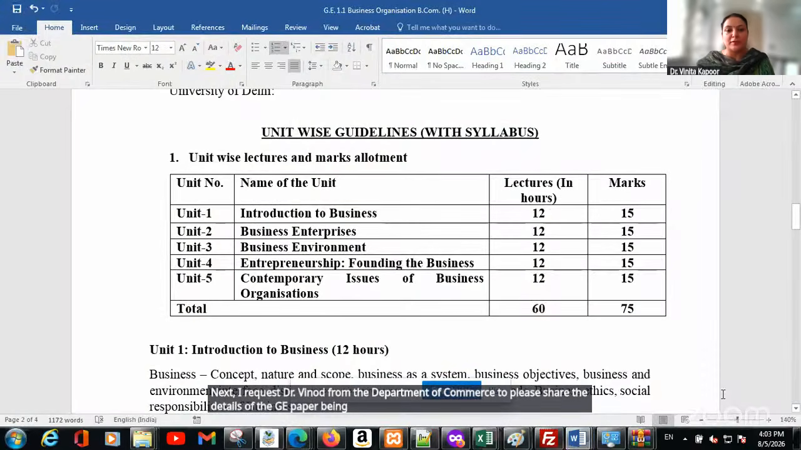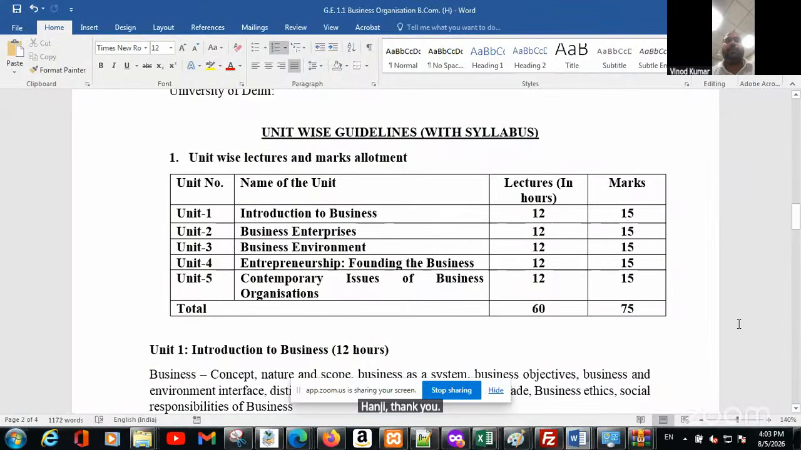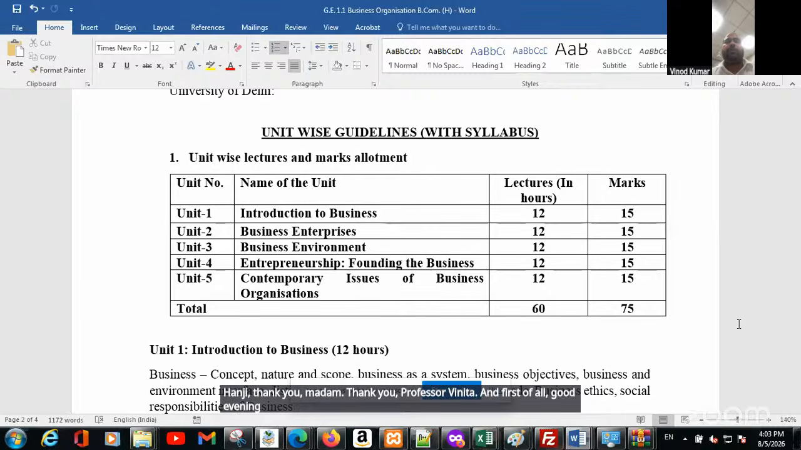Next, I request Dr. Vinod from the Department of Commerce to please share the details of the GE paper being floated by the Commerce Department. Hanji, thank you, madam. Thank you, Professor Vinita. And first of all, good evening, Dr. Vinita Kapoor and her team members for this GE orientation for the students. And very good evening, all the students who are attending this program.